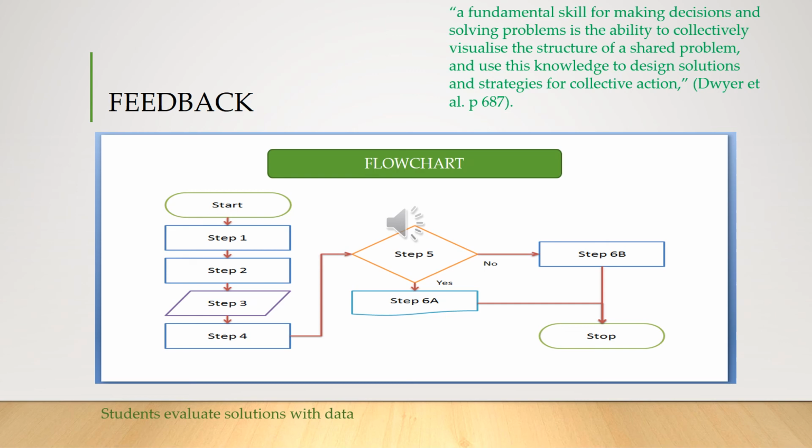As Dwyer says, a fundamental skill for making decisions and problem solving is the ability to collectively visualize the structure of a shared problem and use this knowledge to design solutions and strategies for collective action. Further learning could stem from eliciting discussion from students using the feedback and asking them to evaluate the strategies and choices.